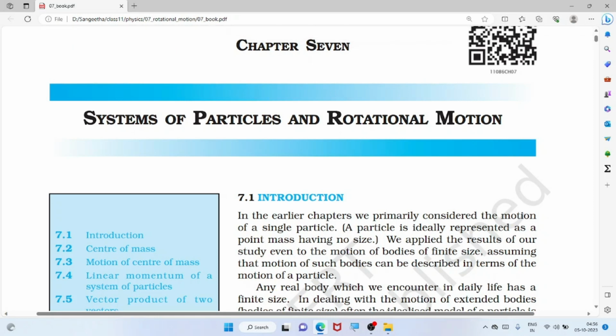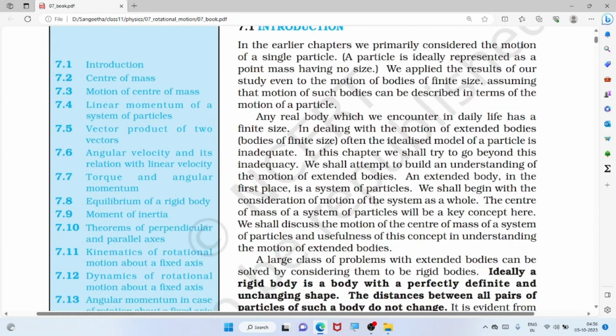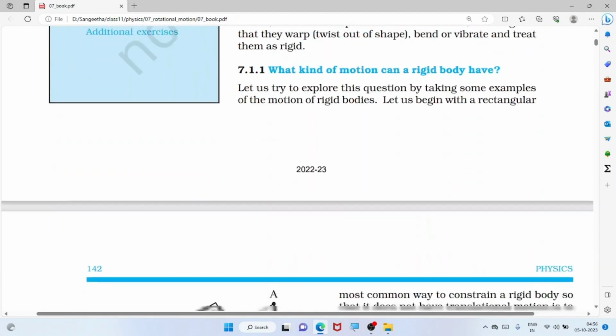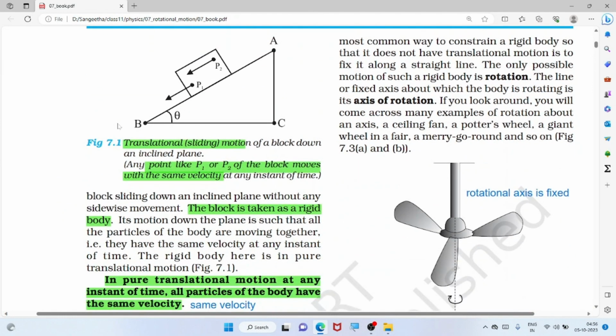Okay, we will go through the important points in the class 11 physics chapter 7, system of particles and rotational motion. So, what is translational motion?